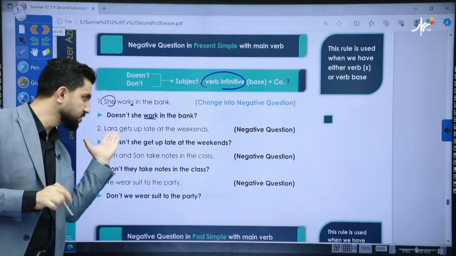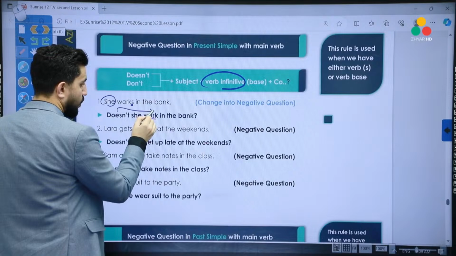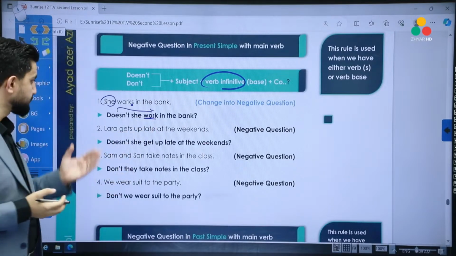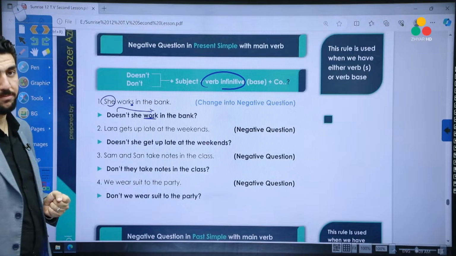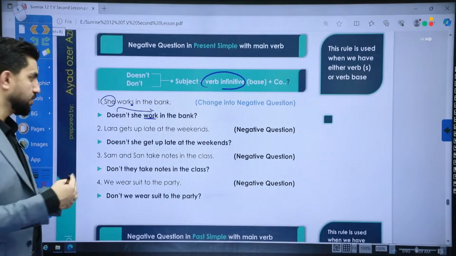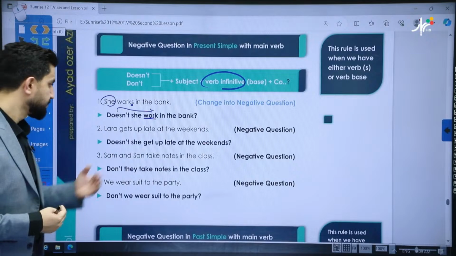So when we have doesn't, you drop the s. We don't use s again, okay? You drop s. She works in the bank. Doesn't she work in the bank? This is how we change it to a negative question.